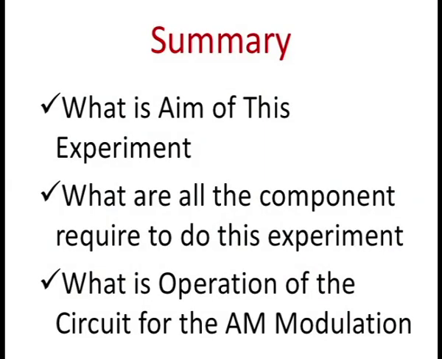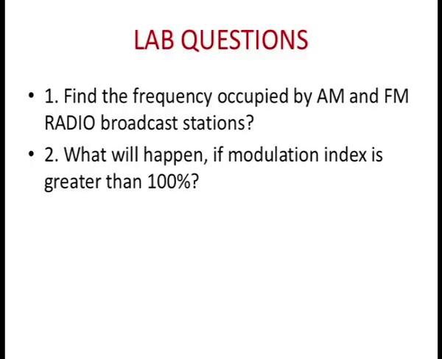In summary, we have seen the aim of this experiment, the components required to do this experiment, and the operation of the circuit for AM modulation. A few questions you may try out in your lab. Find out the frequency occupied by the AM and FM radio broadcast stations. AM is a very popular technique where radio signals are broadcast. FM is also a very popular modulation technique where FM radio is broadcast. Try to find out the frequencies occupied by AM and FM radio stations.